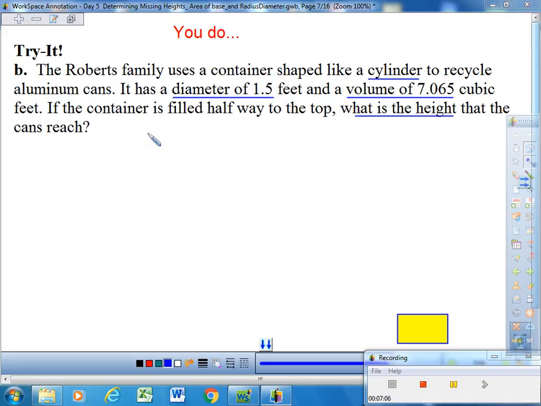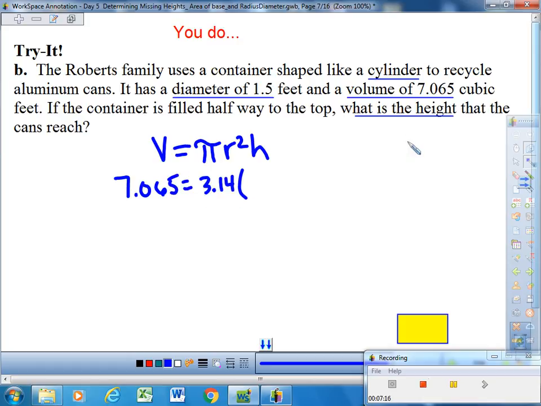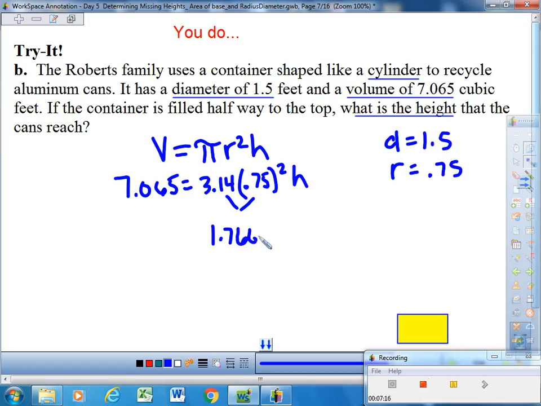Okay, you should have solved that. So we have a cylinder, so it's V equals pi r squared h. Volume 7.065 equals 3.14. My diameter equals 1.5, so my radius is half of that at 0.75 squared times h. So when I multiply 3.14 times 0.75 squared, it is 1.76625 h.